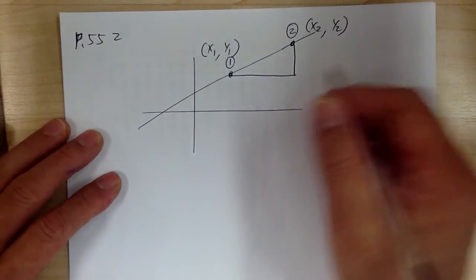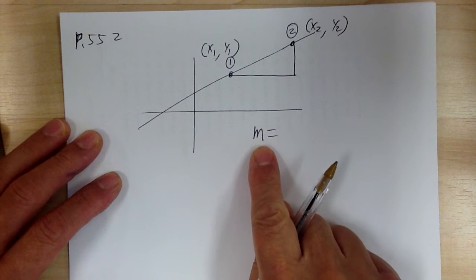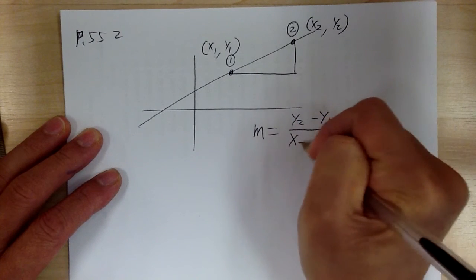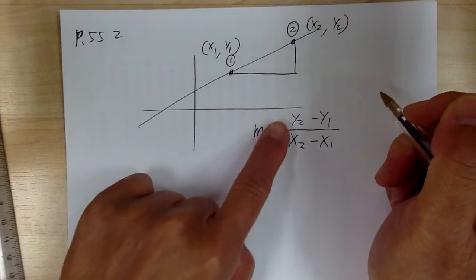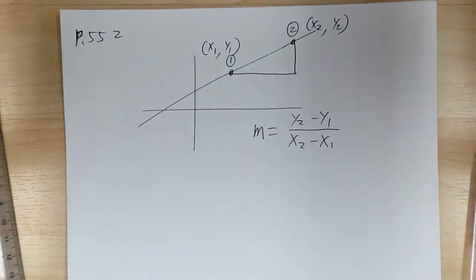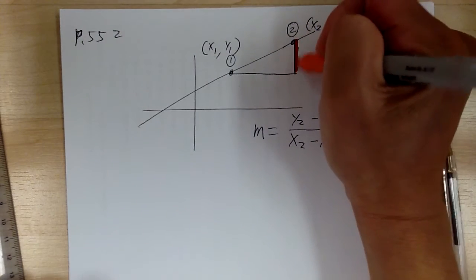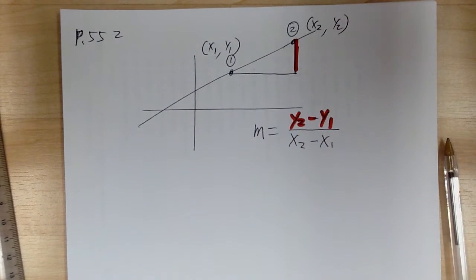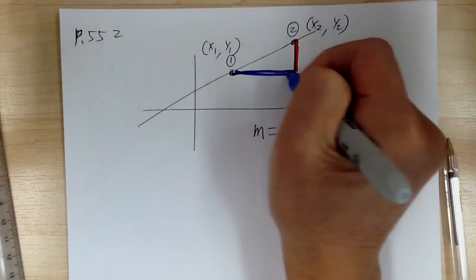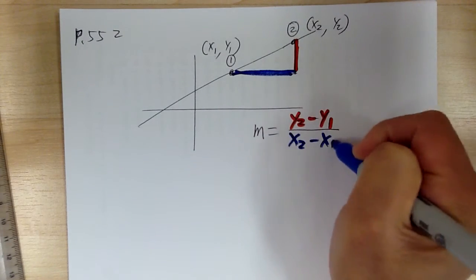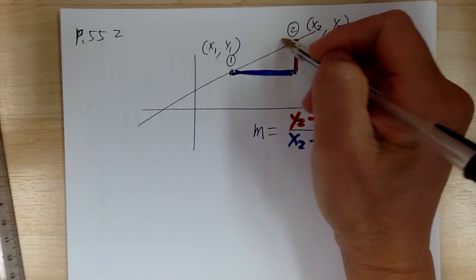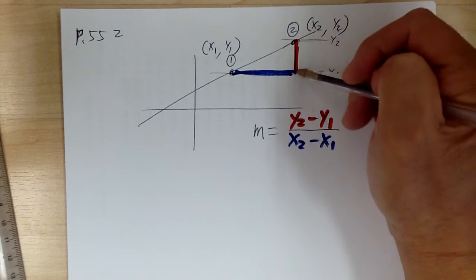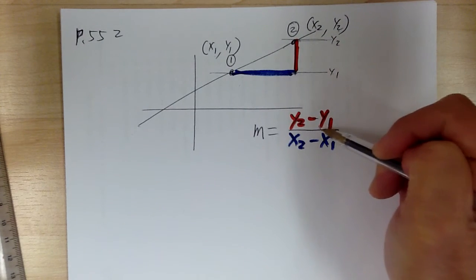So the definition of the slope. m is a symbol for slope. The slope is equal to y2 minus y1 over x2 minus x1. So y2 minus y1, that is the distance over here. And this over here is your x2 minus x1. Look over here: this is your y2, and that's your y1. So to find this distance, you have to subtract. That's where this came from.